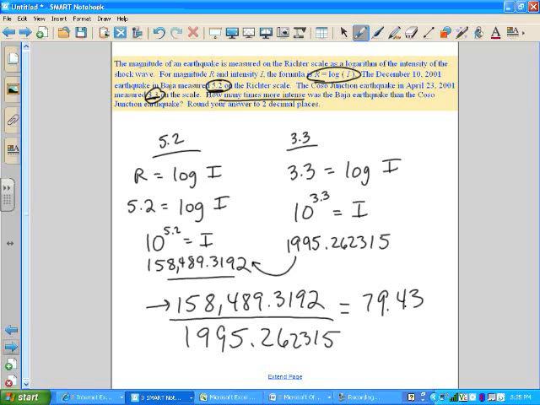times as strong. So if you looked at 3.3 to 5.2, you wouldn't think it would be that much more intense, but it is. As the Richter scale goes up, it goes up not just by multiples, but by multiples of something to the 10th power. That's how that works. So my answer to that would be 79.43 times as intense there.